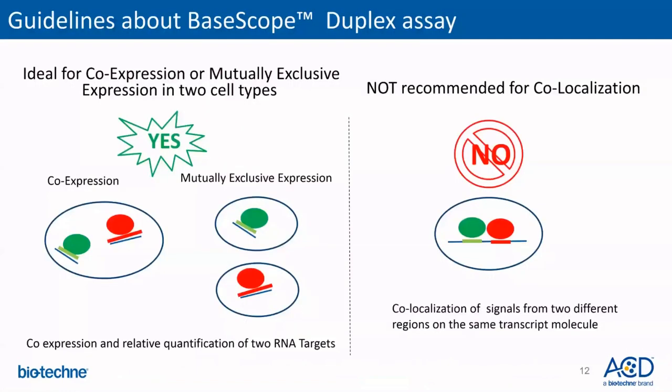The BaseScope duplex assay is recommended for co-expression or mutually exclusive expression in two different cell types. As you can see by the schematic on your screens, you can detect two different targets in the same cell, or you can detect two different targets in two different cell types. However, this assay is not recommended to detect two different regions on the same transcript. And this is not recommended because there can be a lot of competition.